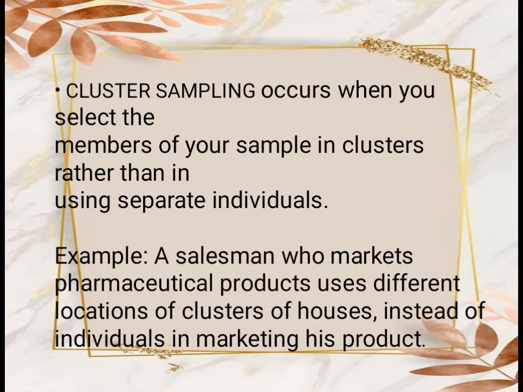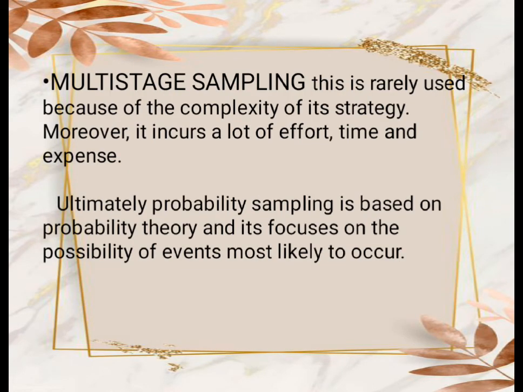Example, a salesman who markets pharmaceutical products uses different locations of clusters of houses instead of individuals in marketing his product. Another example, a researcher studying the work experience of nurses uses hospitals instead of individuals and gets a random sample of nurses from each cluster of hospital. So cluster sampling is also used in large-scale surveys, while other sampling techniques are concerned only with a few subjects or from few locations. Multi-stage sampling.